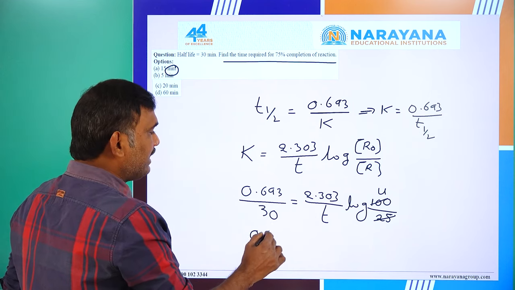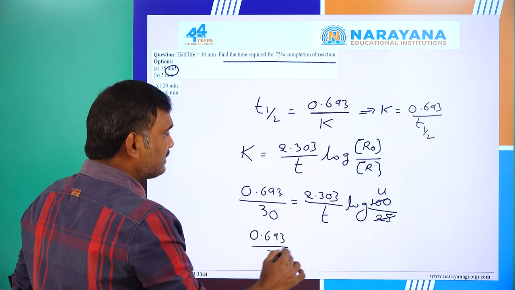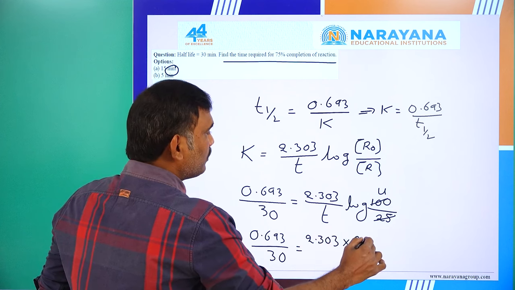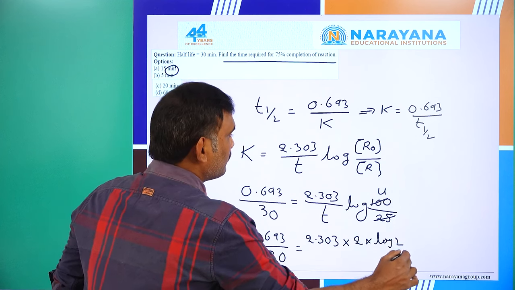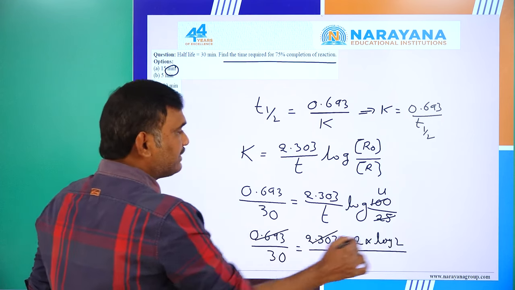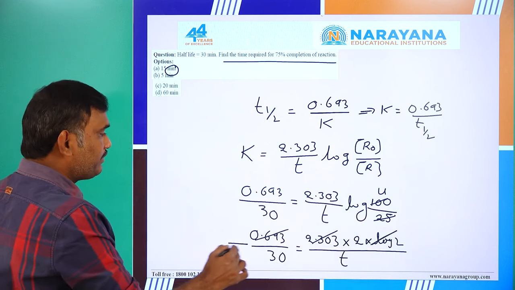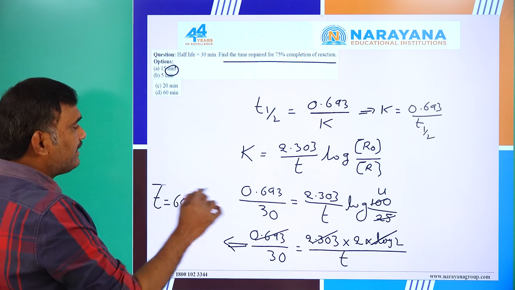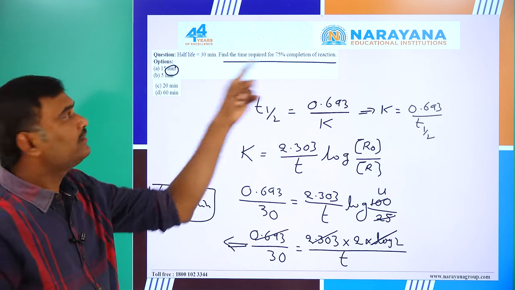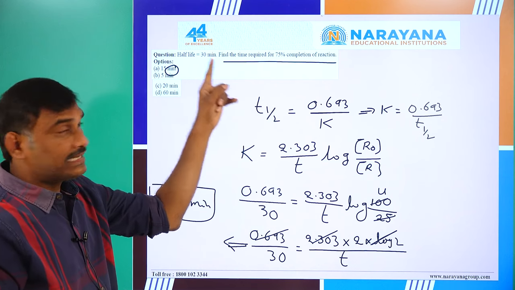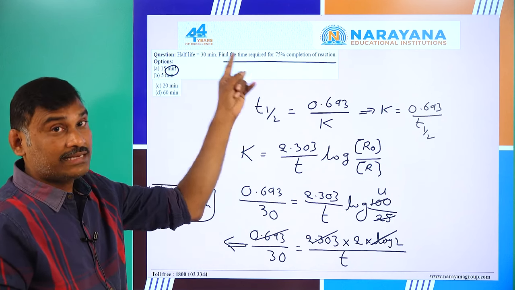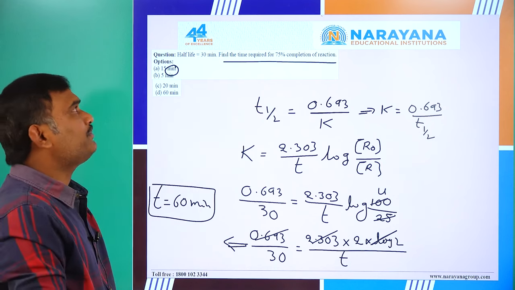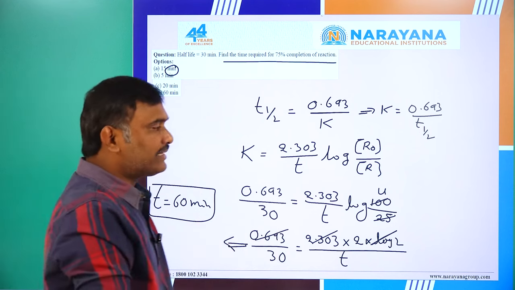Since 0.693 by 30 is equal to 2.303 times 2 log 2 by time, and the 0.693 and 2 log 2 values remain the same, the time is 30 into 2, that is 60 minutes. The given reaction is first order kinetics, the half-life of the first order reaction is 30 minutes, and we find the required time for 75% completion of the reaction. Now go for the next question, students.